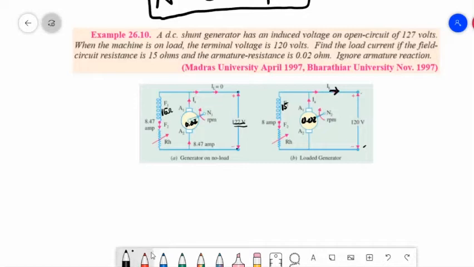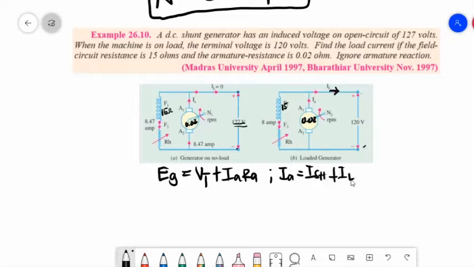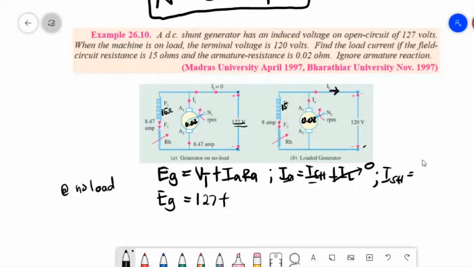So from our formula, DC shunt, EG is equal to terminal voltage plus IARA, where our IA is equal to ISH plus IL. So since at no load, this is open, so IL is 0. Therefore, our IA is equal to ISH. The generated voltage at open or no load is equal to 127 plus ISH times RA. How do we compute ISH? So, ISH is equal to terminal voltage divided by RSH.